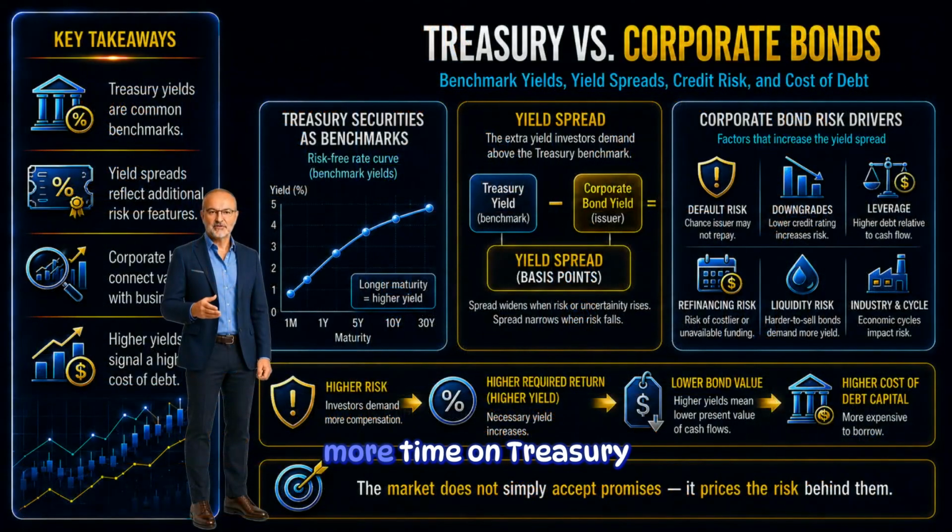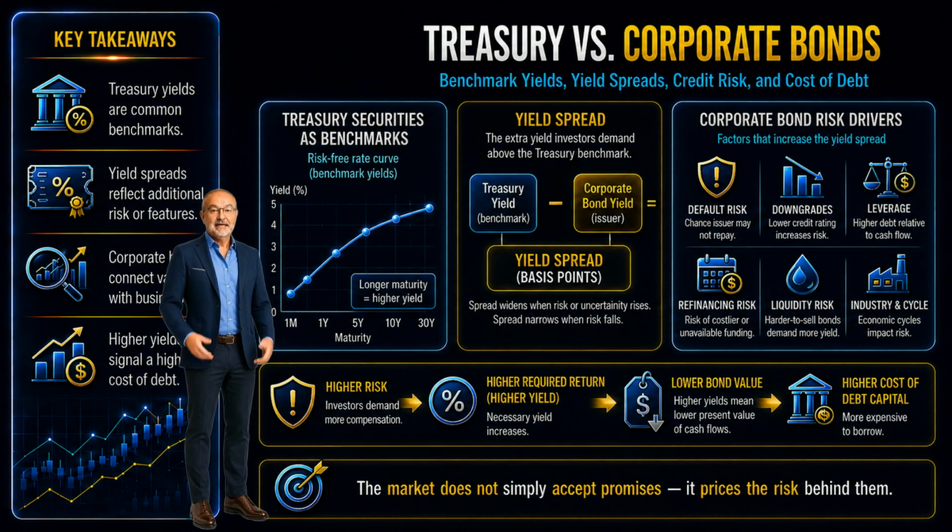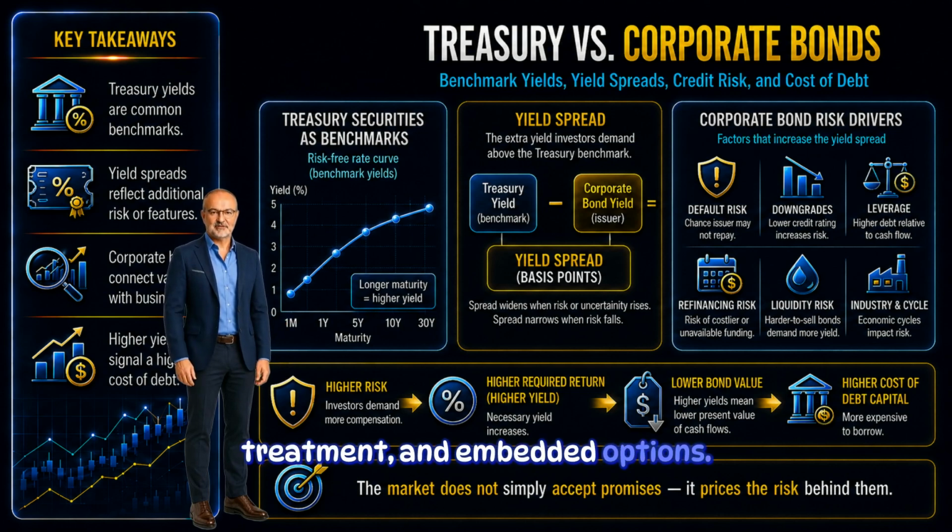Let's spend a little more time on Treasury and corporate bonds. Treasury securities play a special role because their yields are commonly used as benchmarks. Investors often compare the yield on another bond to the yield on a Treasury security with similar maturity. The difference is called a yield spread. A yield spread isn't random. It reflects risks and features that aren't present, or not present in the same way, in the Treasury benchmark. These may include credit risk, liquidity risk, tax treatment, and embedded options.